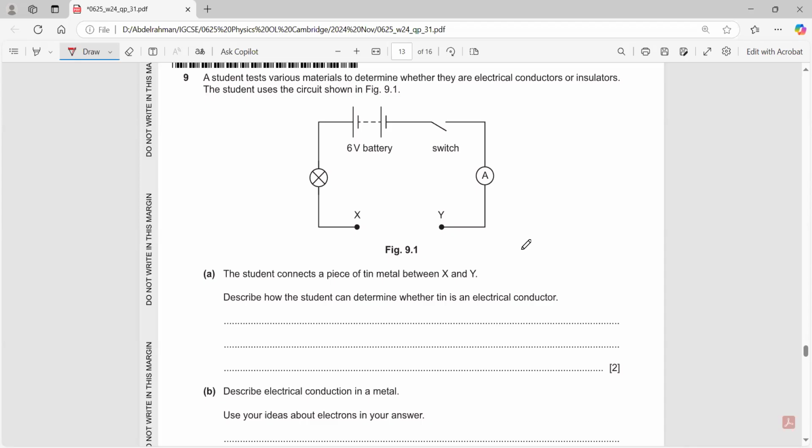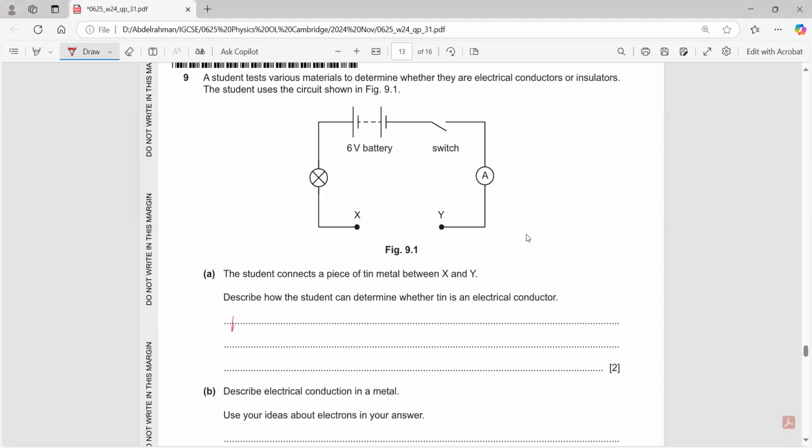The student connects a piece of tin metal between X and Y. Describe how the student can determine whether the tin is an electrical conductor or not. So he uses a tin metal. What should he do? When I close the switch, what should happen? The lamp should switch on, and the ammeter will give a reading.